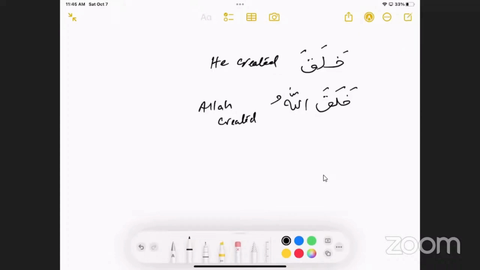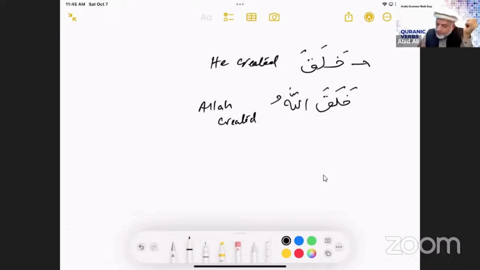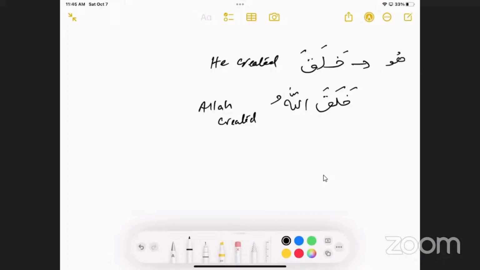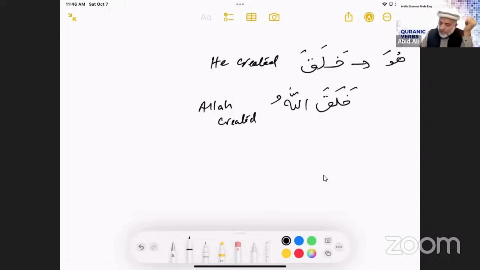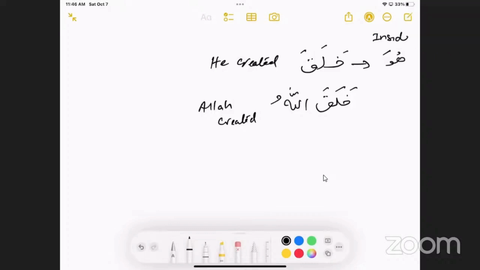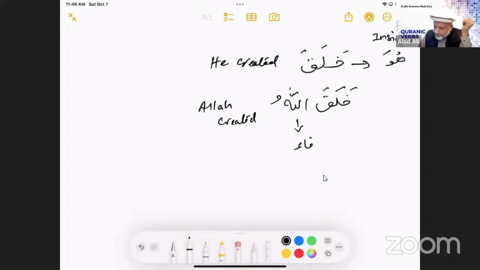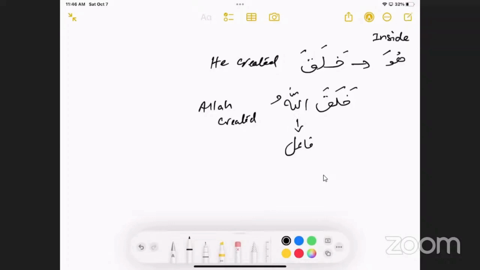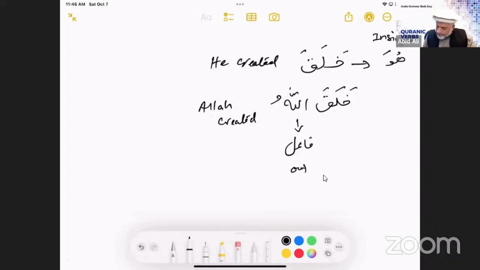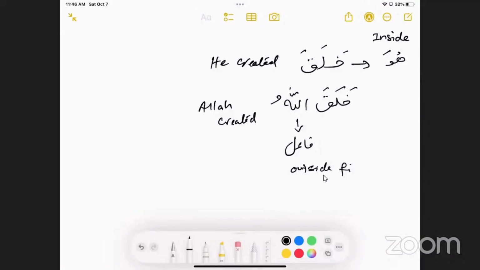Khalaqallahu. Okay. So over here, what is the fa'il? Huwa. Is it inside or outside? Inside. Over here, the fa'il is Allah. Outside. Ismul Jalala, but Allah is the fa'il. So I'm going to say this is an outside fa'il. Is that making sense? Yes. Absolutely.